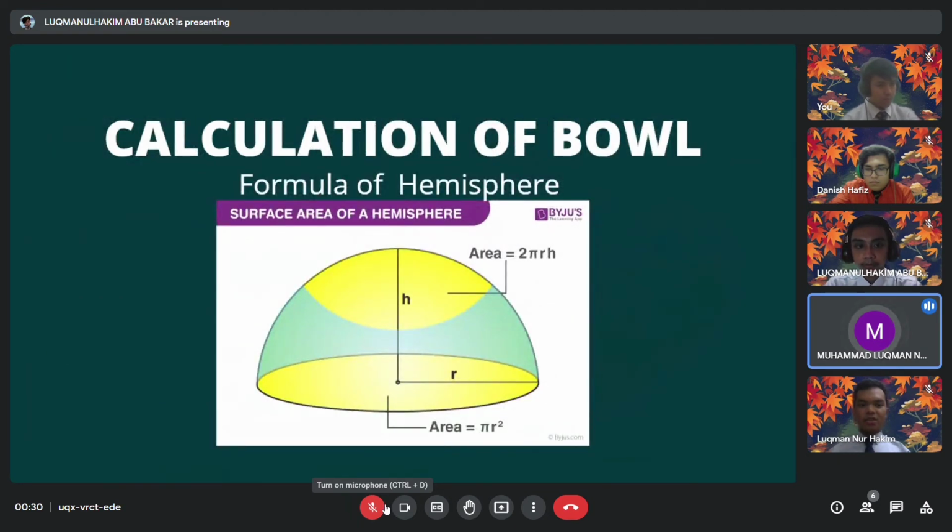For the calculation of a bowl, we will use the formula of a hemisphere. The total surface area of a hemisphere is 3 pi r squared with the closed surface, and without the closed surface we only need 2 pi r squared. For the volume, it is 2/3 pi r cubed. Next.